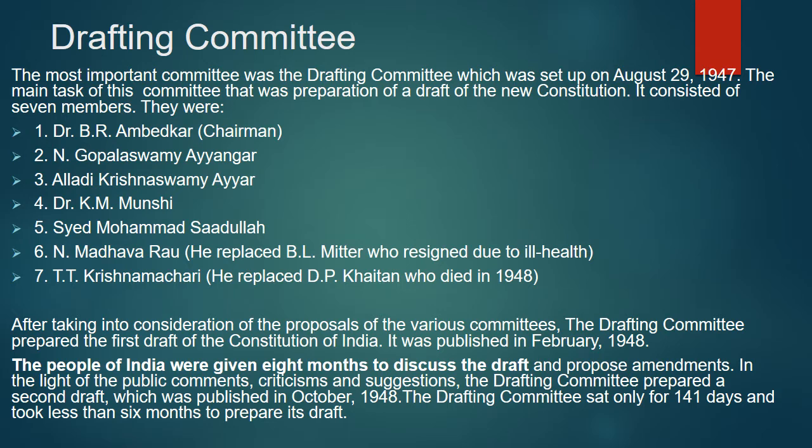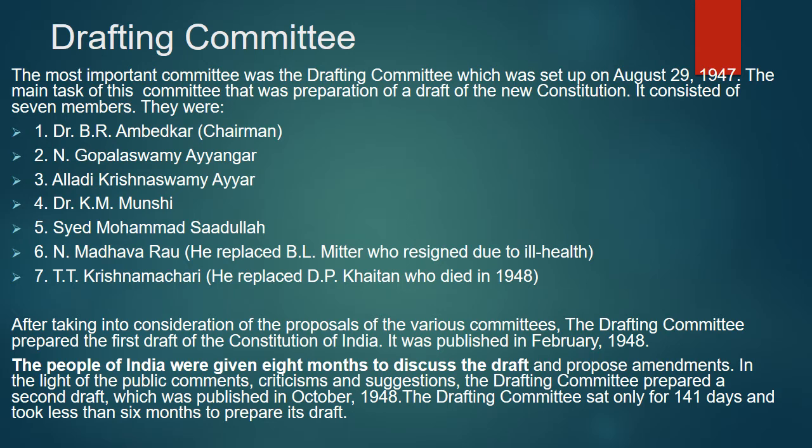After taking into consideration the proposals of the various committees, the Drafting Committee prepared the first draft version of the Constitution of India and published it in February 1948. Then it was kept in front of the people of India for their suggestions and proposals, and the people of India took 8 months to discuss the draft and propose amendments.